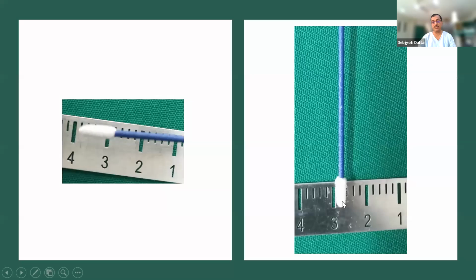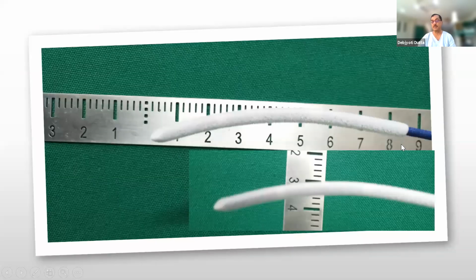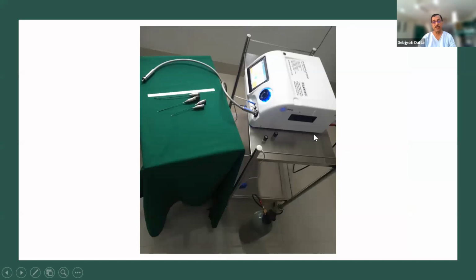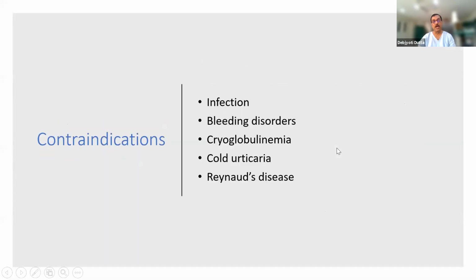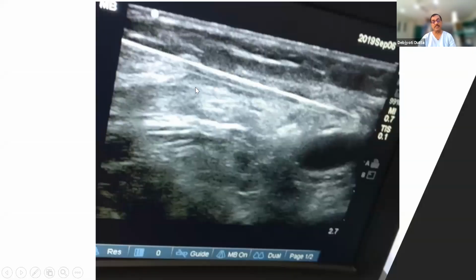And this is the size of the lesion. You see, a small size lesion is possible, and again, a very large size lesion is also possible. So that is the advantage of cryoneurolysis. These are the cryo machines we'll be showing you. And another very important advantage is you can see the lesion.